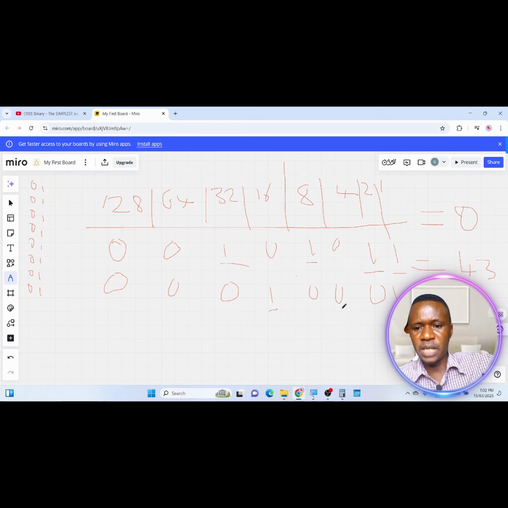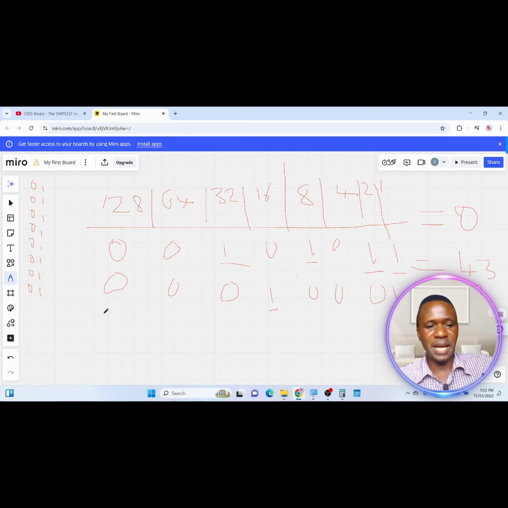0 we are not going to add. 0 we are not going to add. 0 we are not going to add. So 1 here we are going to add. So we are going to add 16 plus 1. 16 plus 1 is going to give us what? 17 here. So 17 is the decimal value for this binary number. So let's try another thing more complicated.